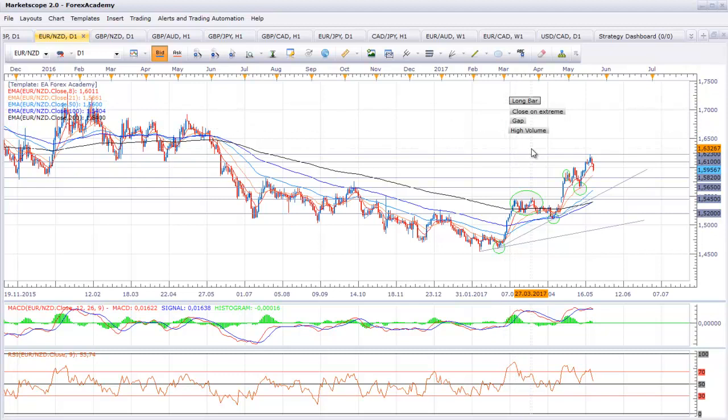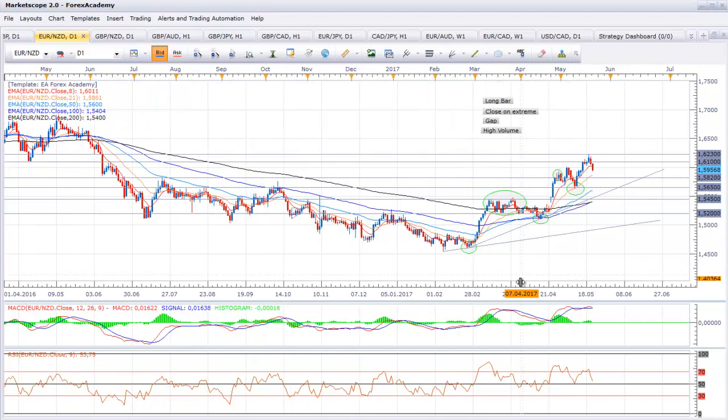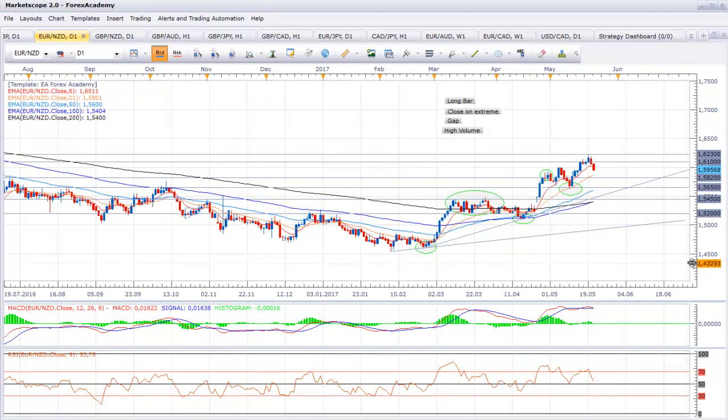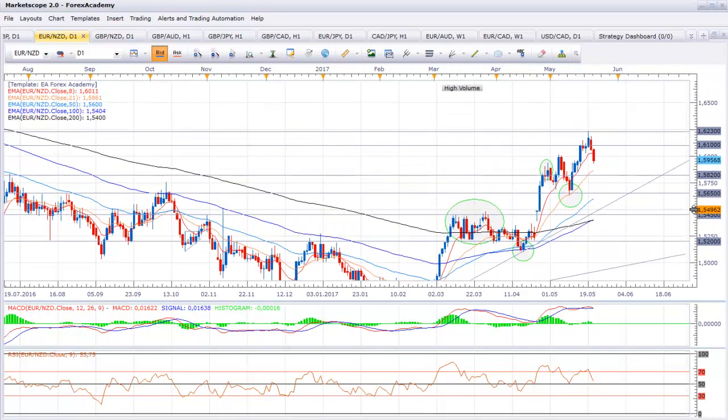About the forex, about our strategy, what is the impulsive break? This is a long bar that is closing on extreme and there is a gap. If you have the three things, this means that the break is impulsive. All right, so we have the perfect example over here. Not the perfect actually, because the gap was a little bit earlier. I will show it a little bit more in detail.